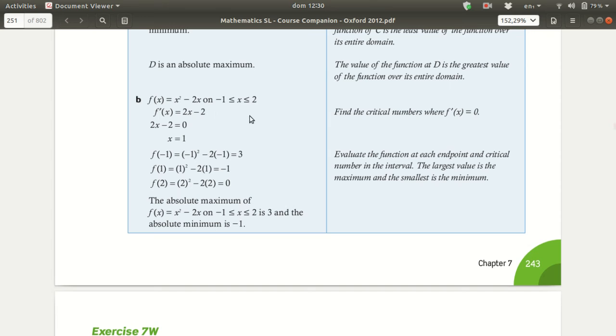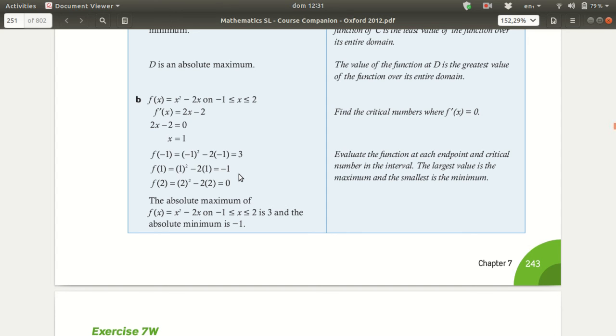So our first endpoint is -1. When we plug in -1 for x in our function, when we evaluate f of -1, we're going to replace x with -1, and we have a final answer of 3. Okay, so now we're going to replace the second endpoint, which is 2. So f of 2, again by replacing x with 2, and when we evaluate we have a final answer of 0. Remember that we have to compare this to the critical points.